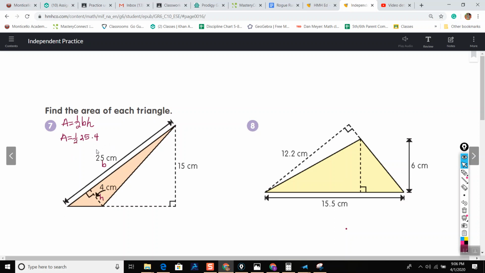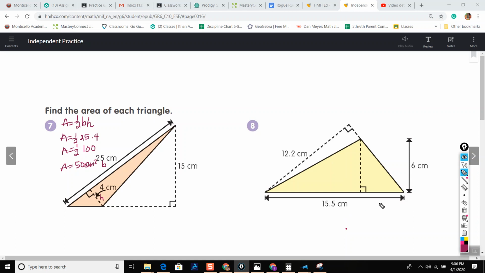I could take half of one of these numbers, but I'm really familiar with what these numbers are going to equal. So I'm just going to multiply it and then take half of it. So area is equal to 1/2 of 100, because 25 multiplied by 4 is 100, half of 100, and units, oh, this is centimeters, centimeters squared.